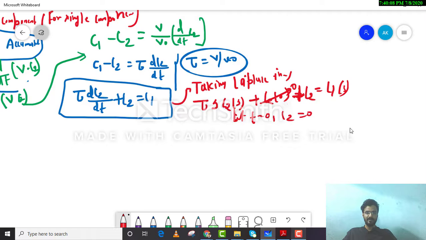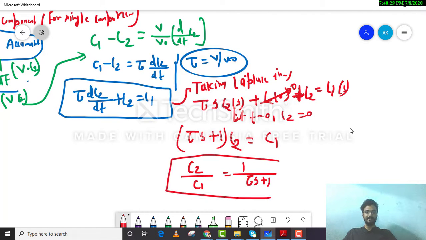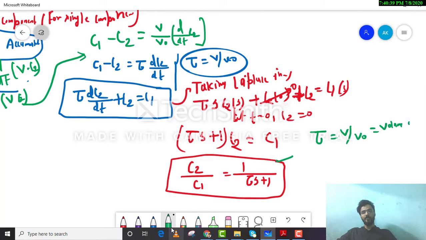So from here you can write, that's easy. Taking tau s common, tau s plus 1 times C2 equals C1. I am writing it in the deviation variable form. So from here, C2 upon C1 equals 1 upon tau s plus 1. My dear student, this is our desired derivation, the transfer function of our mixing tank. Here you can write tau equals V by V naught, the volume of the mixing tank upon V naught, the volumetric flow rate.